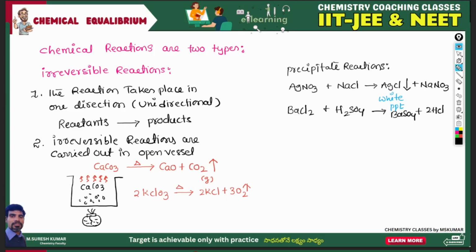BaSO4 is a white color precipitate, white PPT. So look, any precipitate reaction that is formed is an example for irreversible reactions. Once precipitate is out, the reaction is completed. The products never can be reacted back. Clear? Similarly, neutralization reactions.